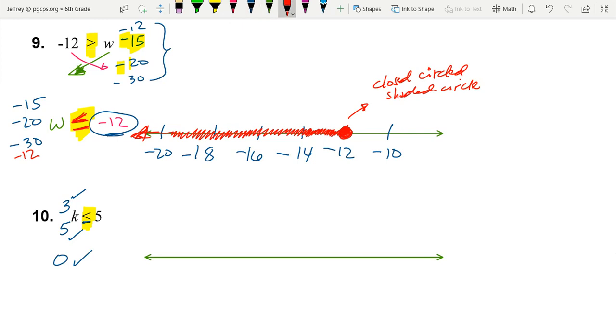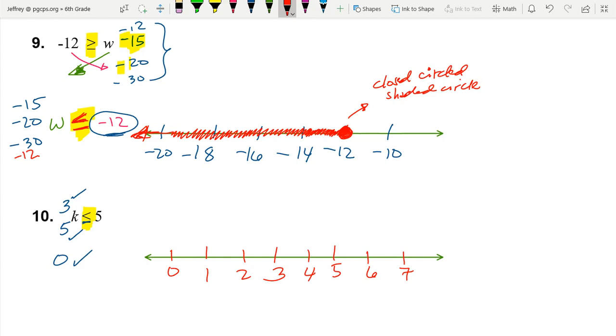Now, in this case, let me graph 5. So I'm going to say 5 is here, this is 6, this is 7, and this is 4, this is 3, this is 2, and this is 1. Your tick marks should be equally spaced. So pardon my tick marks. And this should be 0.